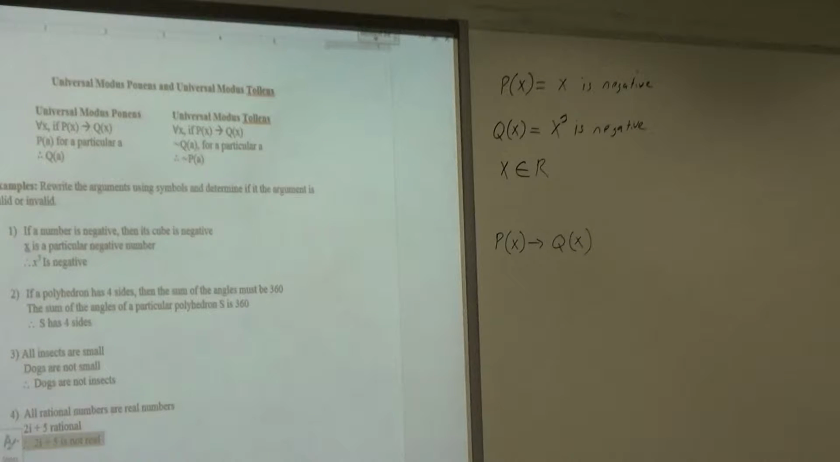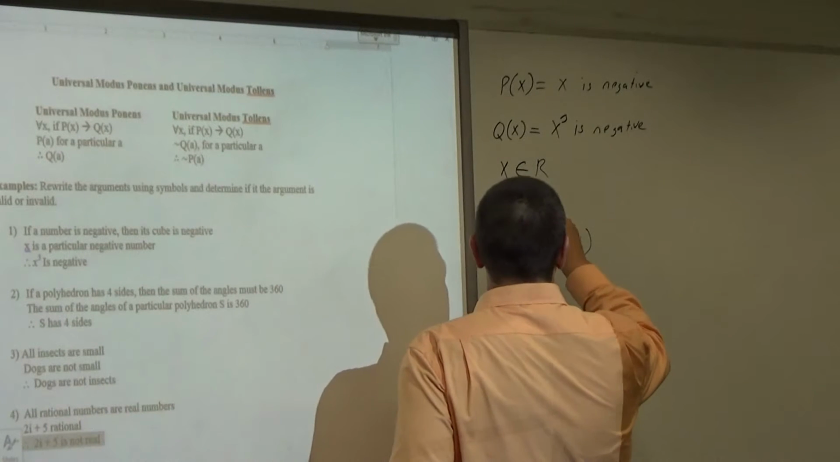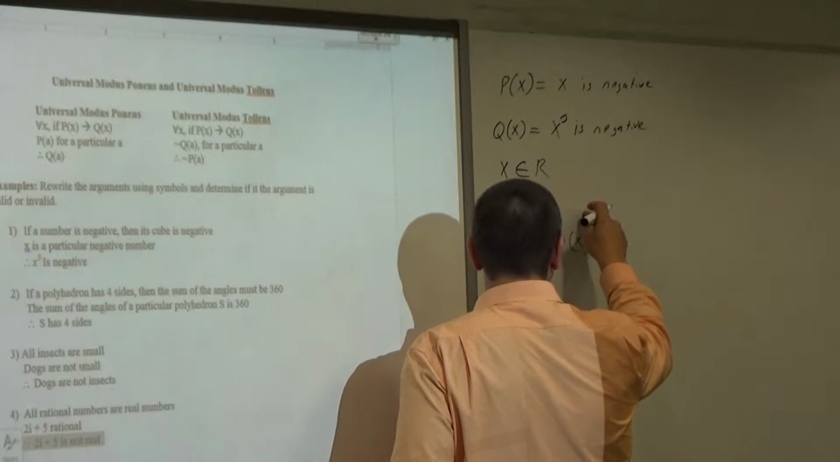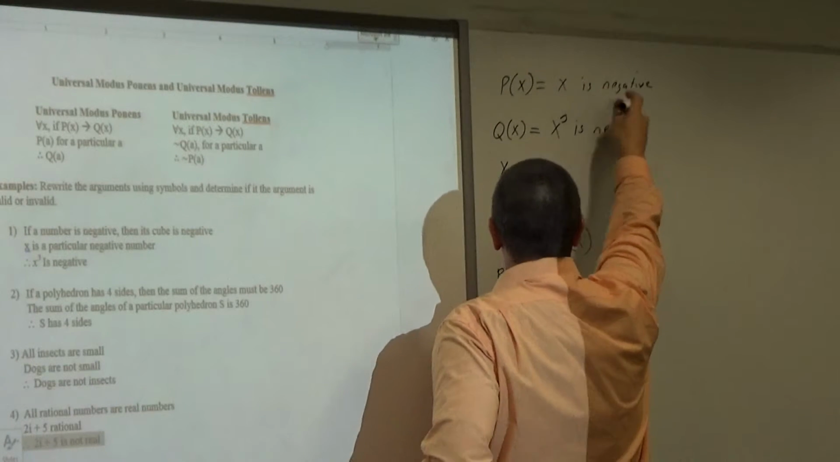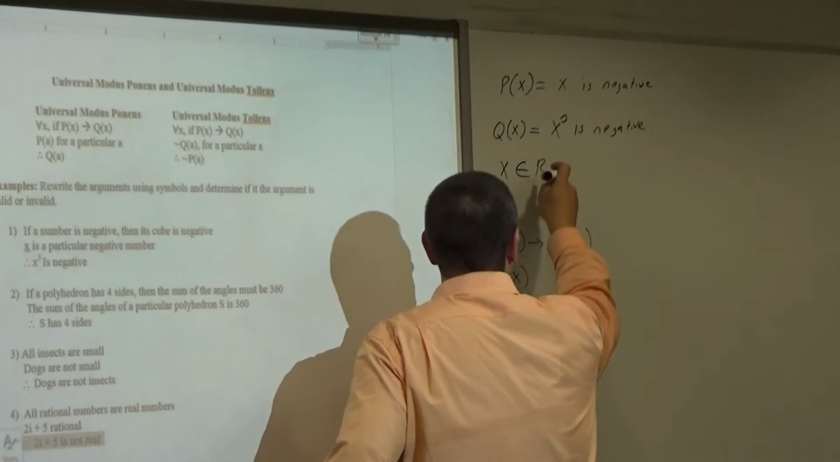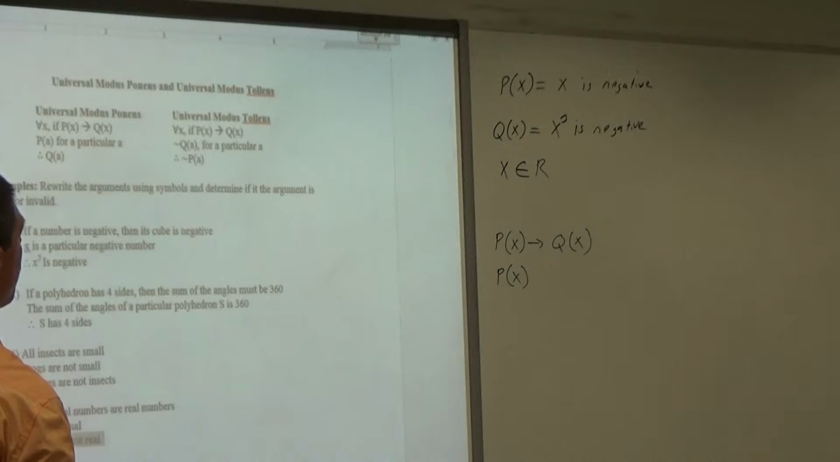Not Q of X, but P of X, right? Because we're just saying X is a particular negative number. So this says, if X is negative, then X cubed is negative. We're saying X is negative, and X is a particular real number, okay? And X is a particular negative number. Therefore, what will be the conclusion?